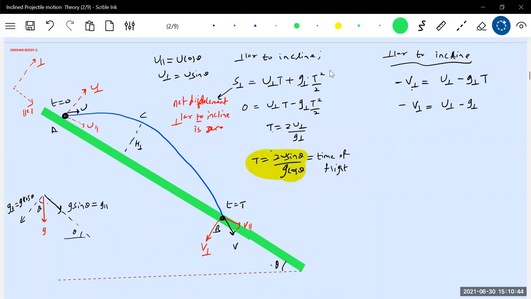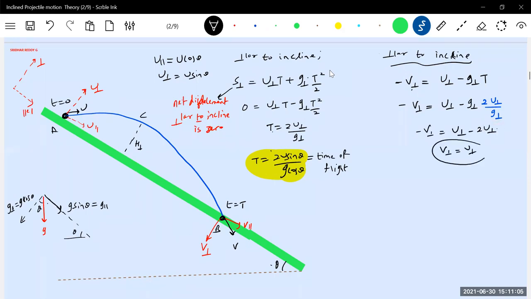In place of T, what can you substitute here? In place of T, 2U perpendicular by G perpendicular. So minus V perpendicular, U perpendicular minus 2U perpendicular. So V perpendicular equal to U perpendicular.